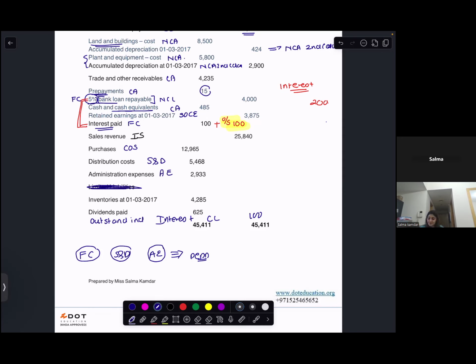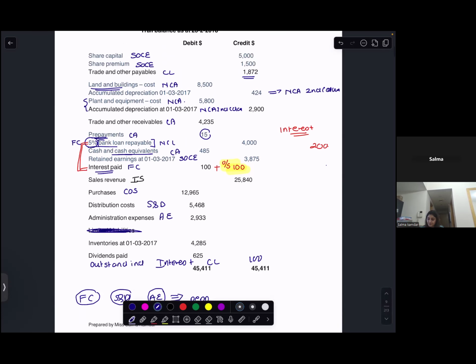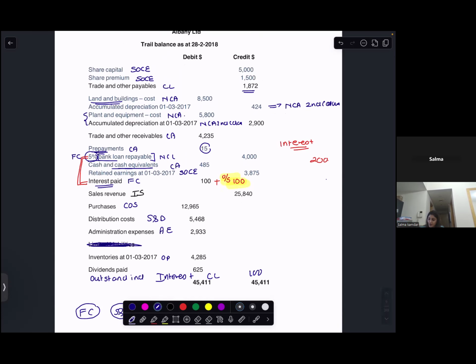Inventories, is it the opening inventory? Yeah, this is the opening inventory. Always note, inventory given in your trial balance is always the opening inventory. In your adjustment, or in your additional information, the inventory that you have would be the closing inventory. Are you with me? Yes.